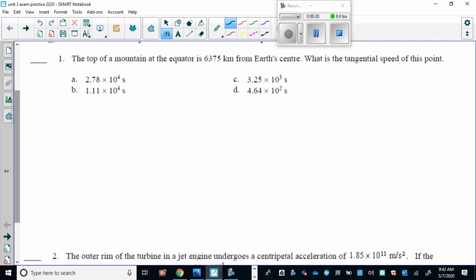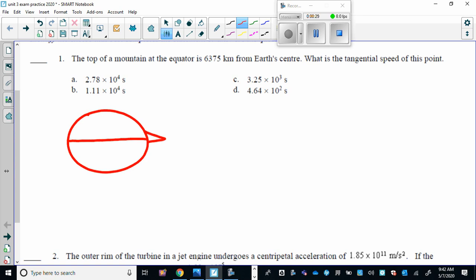Great question. So here's the Earth, here's the equator, and the mountain is right here. And it says that the top of the mountain is 6,375 kilometers. So just add 3 zeros, so that's changing into meters. So the top of the mountain is that distance from the center of the Earth. So that's your R value. And the question is asking, what is the tangential speed?